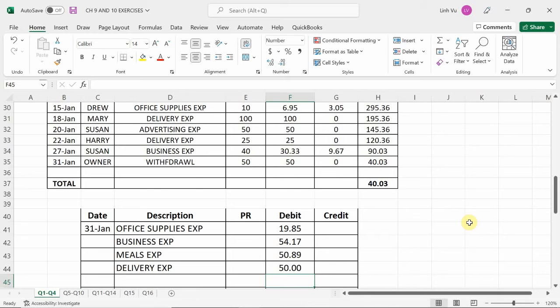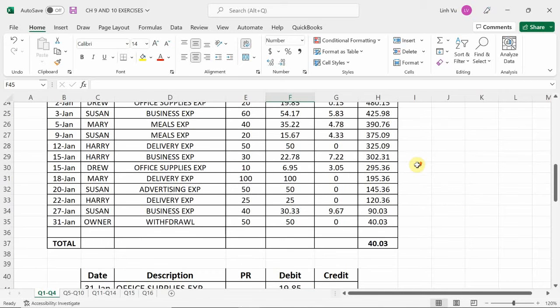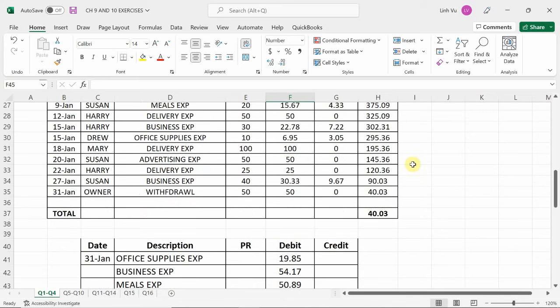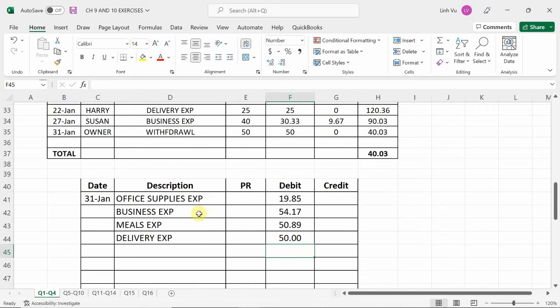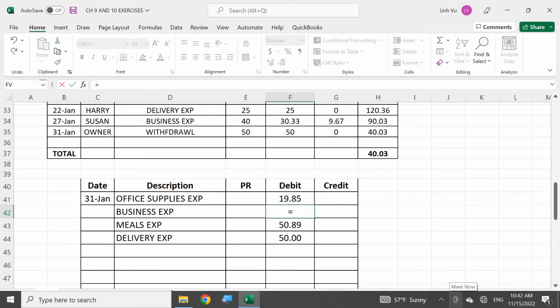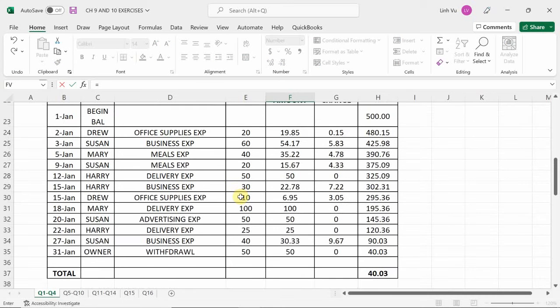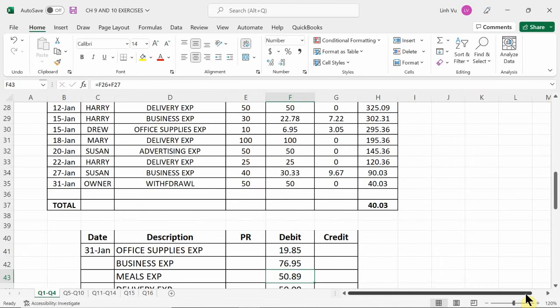Then there was another business expense for $22.78. So I already have business expenses here, so I'm going to go ahead and add that to the previous one. I'm going to take 54 plus $22. Right, that should give you a total of $76.95.